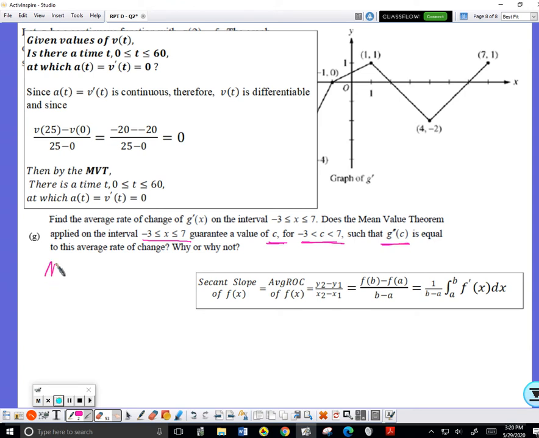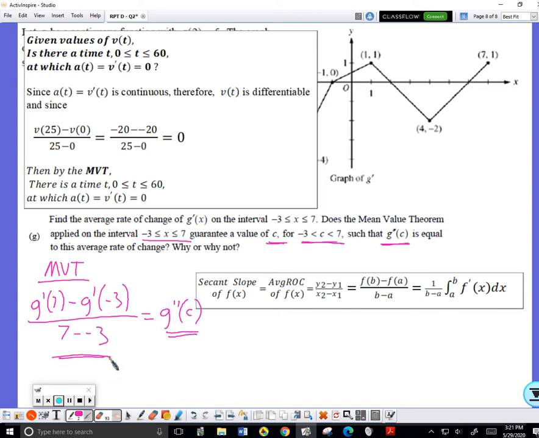See, the mean value theorem, this is on your original golden notes, would say in this particular case that g prime of 7 subtract g prime of negative 3, all divided by 7 minus negative 3, has to equal somewhere g double prime of some c. And they're asking if that's true. Is there going to be some g double prime of c that will equal this? Why or why not?